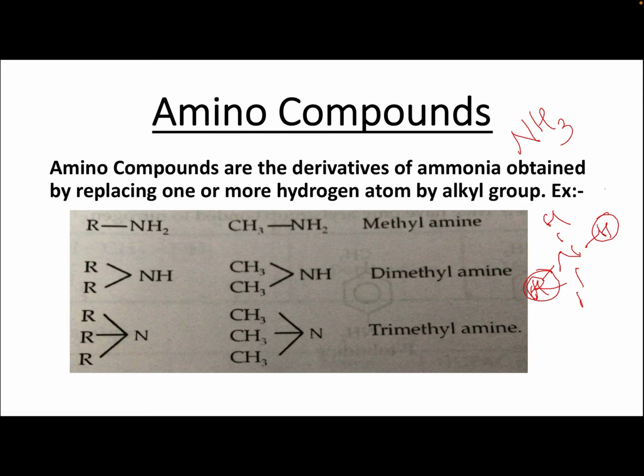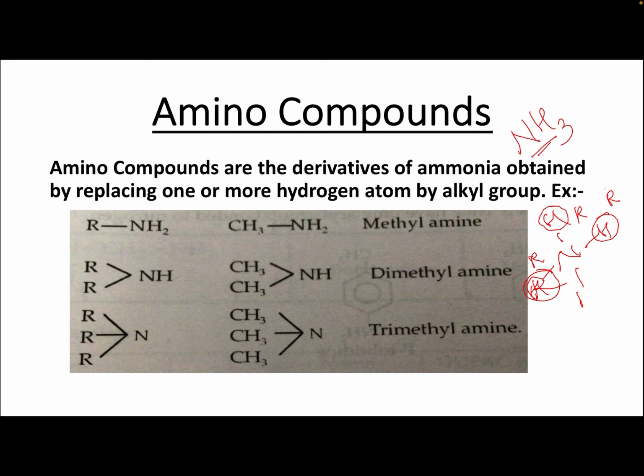Amino compounds. Amino compounds are derivatives of ammonia obtained by replacing one or more hydrogens by an alkyl group. This is the ammonia molecule here. If one of the hydrogens is removed and an R group is added, then it is a primary amine. If 2 H are removed, then it is a secondary amine. If 3 are added, then it is a tertiary amine. So when these 3 groups are added, it is a tertiary amine.